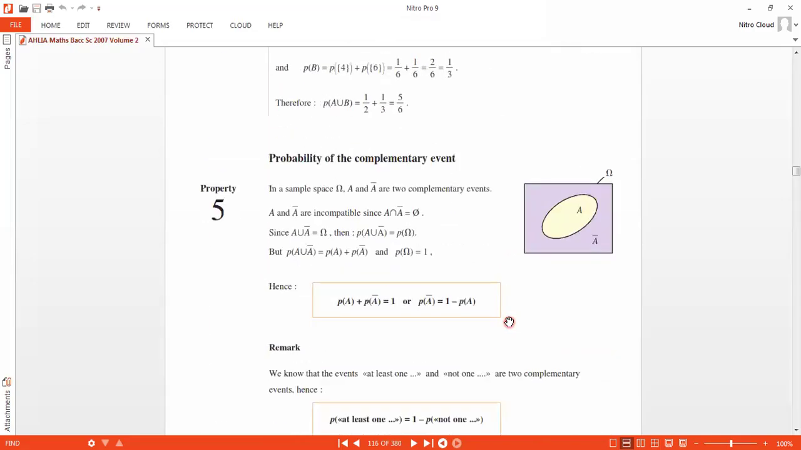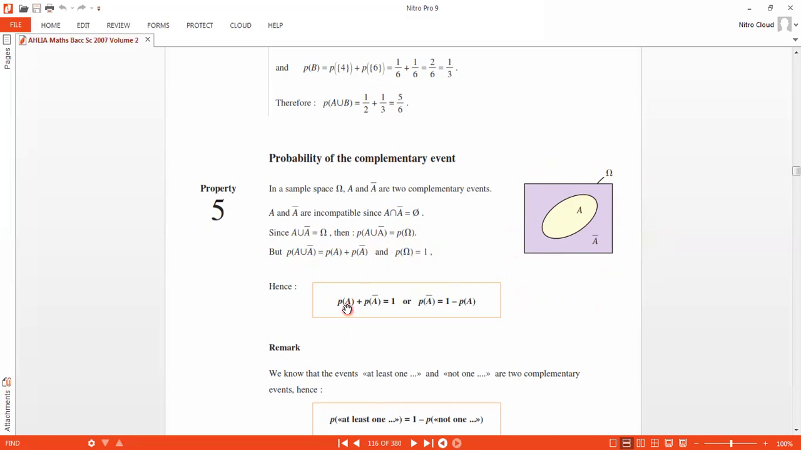Probability of the complementary event. This is an important one, okay? If I have A, what's A bar? A bar is all the elements that are not found in A in the sample set. So you cannot find an intersection between A and A bar. So A intersection A bar is empty. And A union A bar, if you join A and A bar together, you're going to get the sample set, all of it. So the probability of A intersection A bar is 0, and the probability of A union A bar is 1.